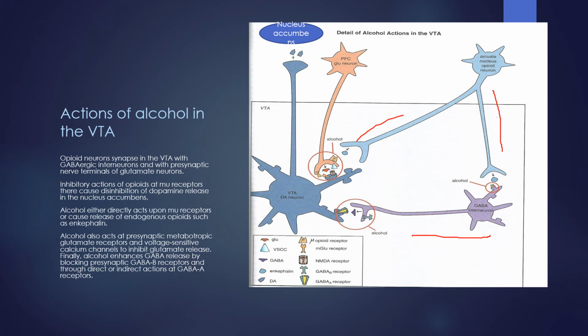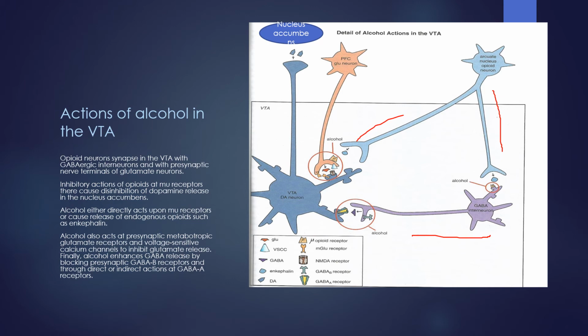Here, the alcohol sits in that place with presynaptic nerve terminals of glutamate neurons. Inhibitory actions of opioids at mu receptors there cause disinhibition of dopamine release in the nucleus accumbens.